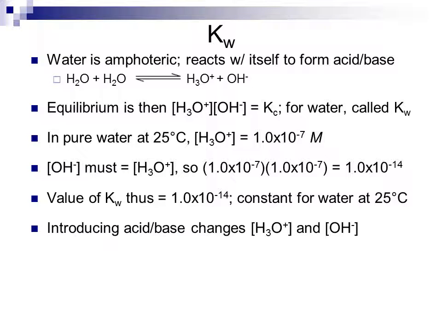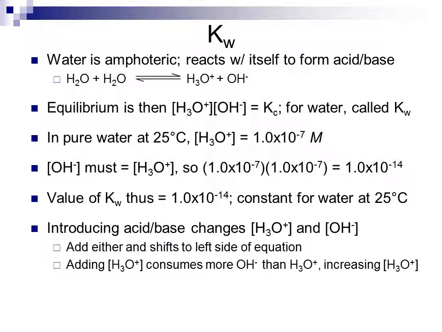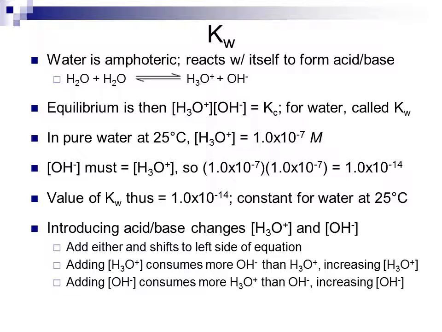Any introduction of changes to acids or bases in the system will change the concentration respectively for H3O plus or OH minus. Adding either H3O plus or OH minus will shift my reaction to the left-hand side of the equation. Taking away H3O plus or OH minus will shift it to the right-hand side. If I add H3O plus, it consumes more of the OH minus than it does of the H3O plus, increasing the overall hydronium concentration. Adding hydroxide will consume more of the hydronium than the hydroxide, increasing hydroxide concentration.